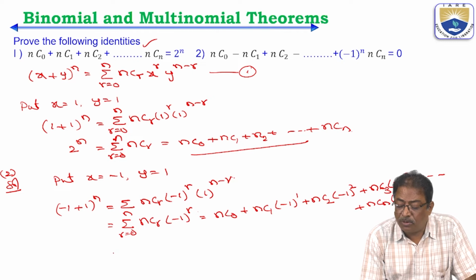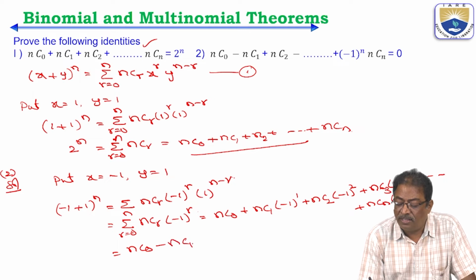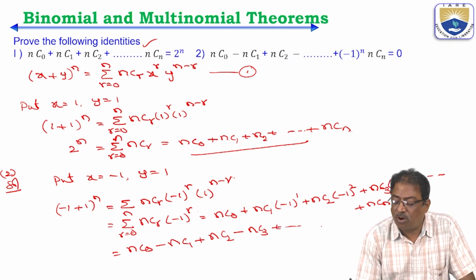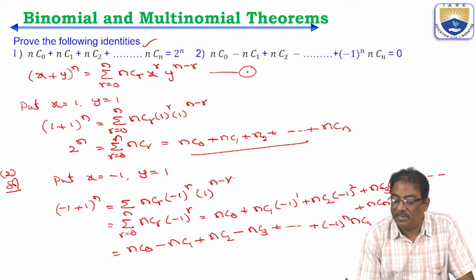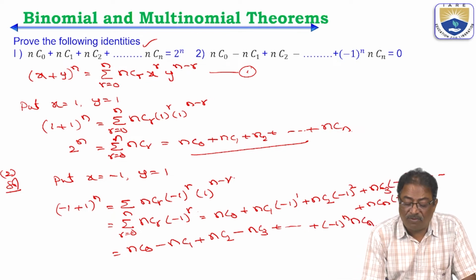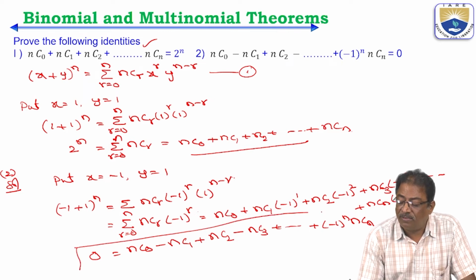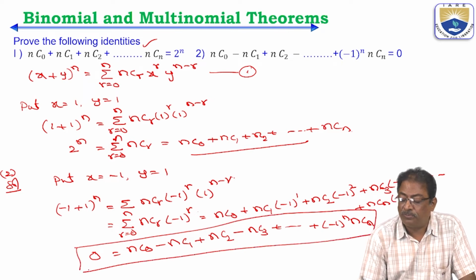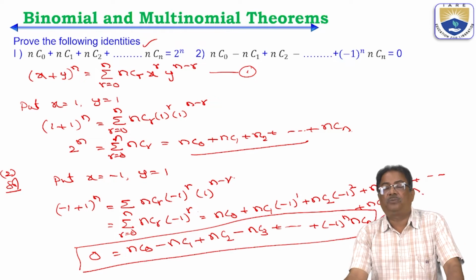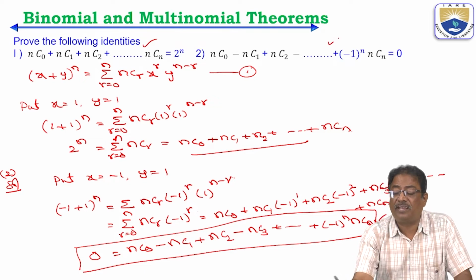So this becomes nC0, minus nC1, plus nC2, minus nC3, and so on. The nth term is minus 1 to the power of n times nCn. So this value will become 0, since minus 1 and plus 1 is nothing but 0. So this is the final solution for the second one.